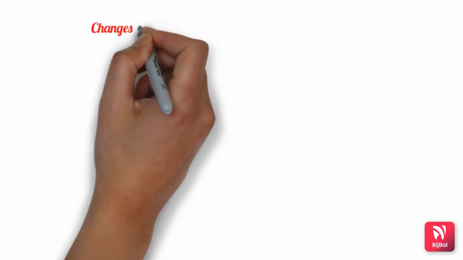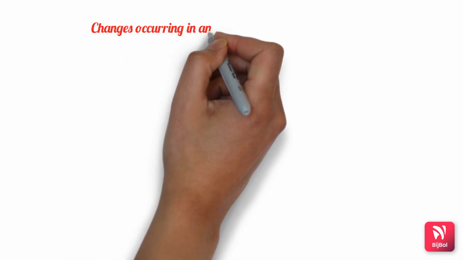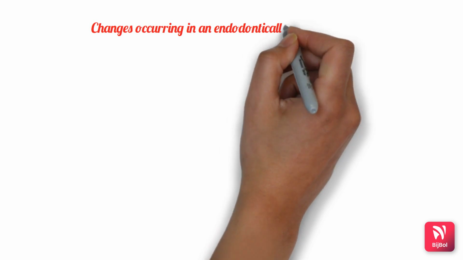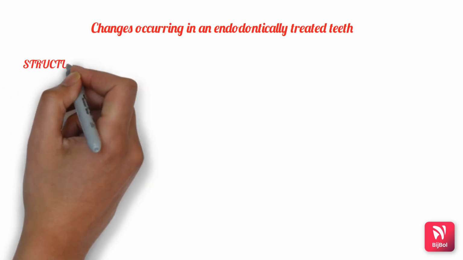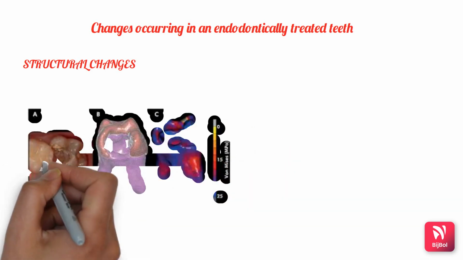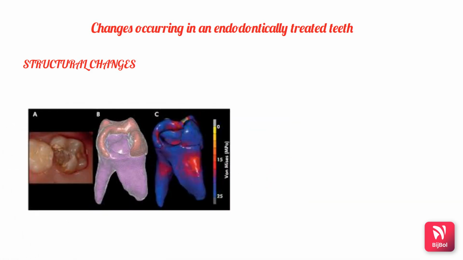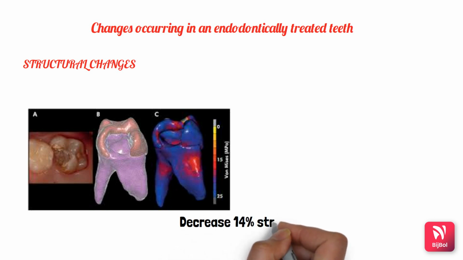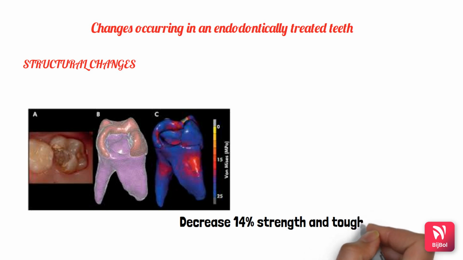So we'll see the factors which make endodontically treated teeth different from the vital teeth. First one is the structural or architectural changes. What happens here is the fracture resistance of the tooth decreases as more tooth structure is lost due to decay, dental procedures and/or endodontic procedures. So here the tooth becomes more brittle and there would be more risk of tooth fracture. And there would be a 14% decrease in the strength and toughness of the dentin due to these changes.